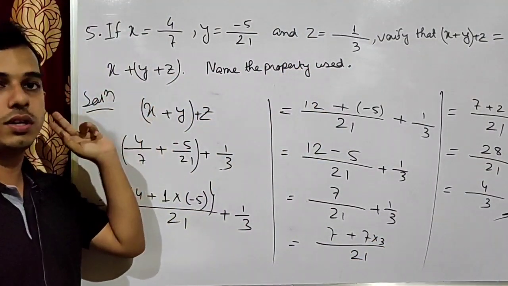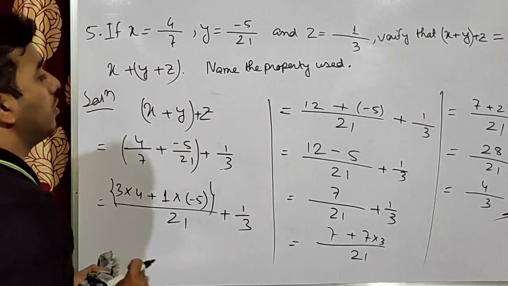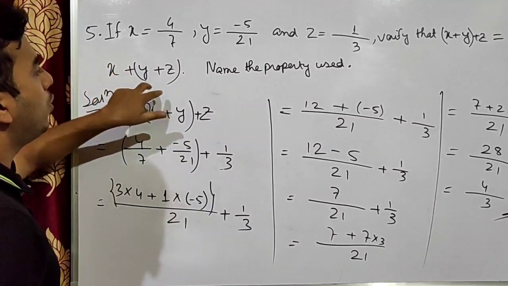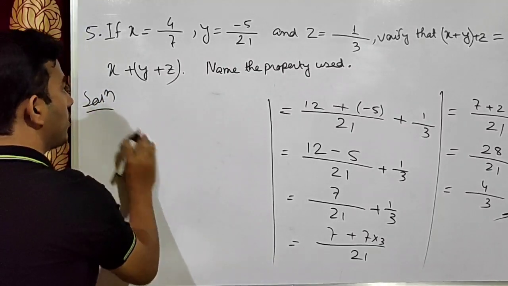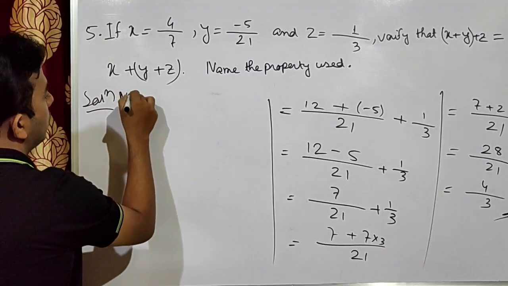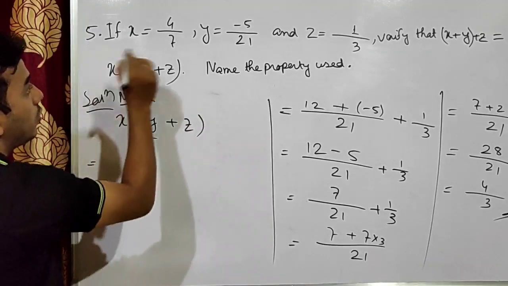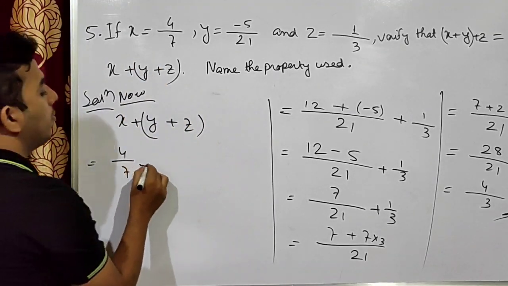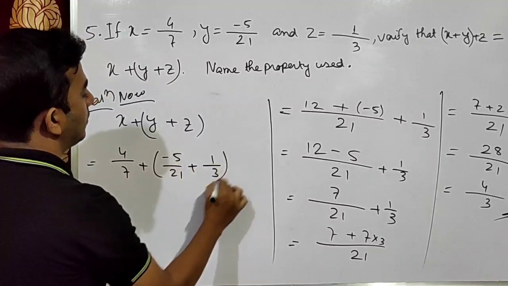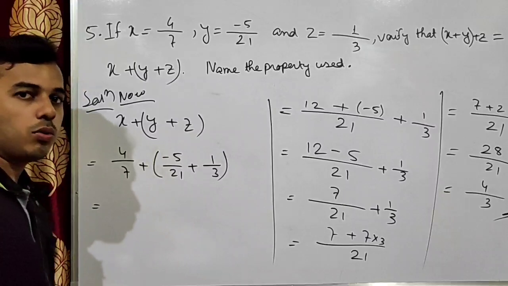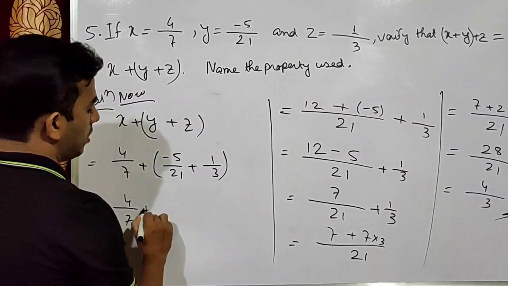Now we have to find the value of this one. So how will you find it? Let us check. In this case, we have to find the value of y plus z. So let's find. Now x plus y plus z. The value of x is 4 by 7 plus bracket minus 5 by 21 plus 1 by 3. What do you think? Will the value be the same or will it be a different one? Say your opinion before solving, before getting the result. Quick.